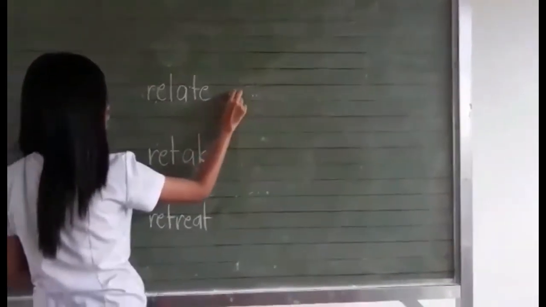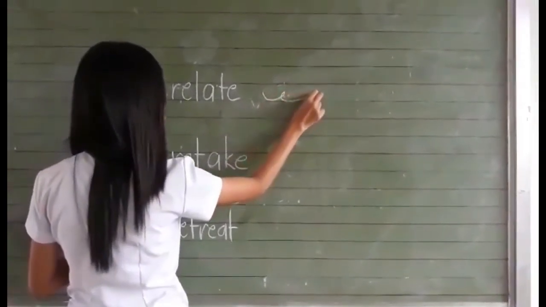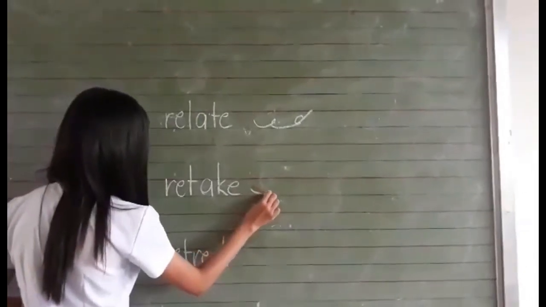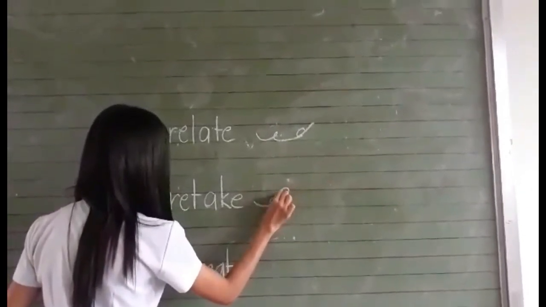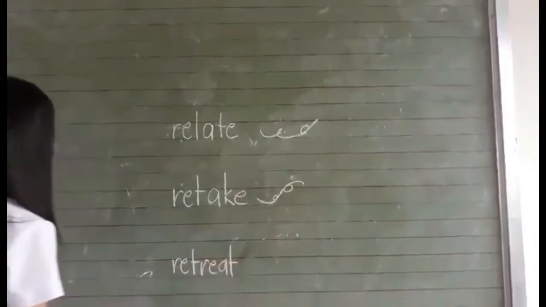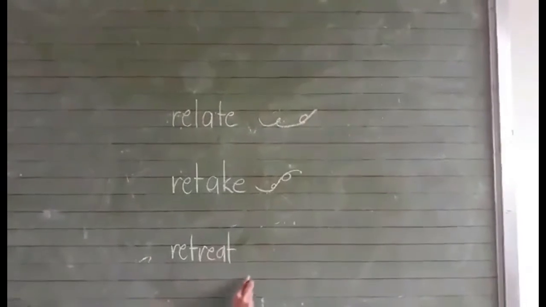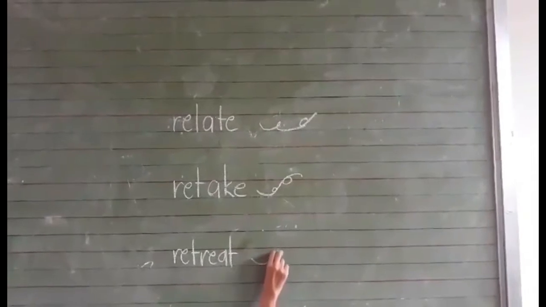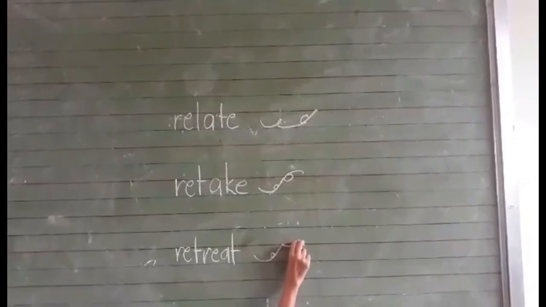Here are the examples where re is not represented by R because it is not followed by a downstroke. For example, relate, represented by R, E, L, A, and T. Retake, represented by R, E, T, A, and K. Retreat, represented by R, E, T, R, E, and T.